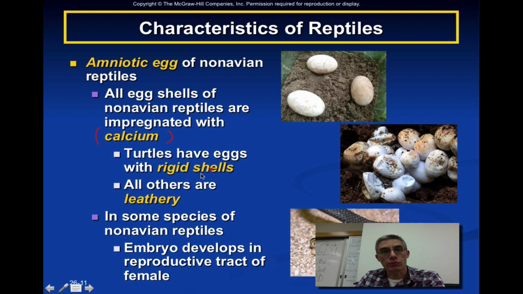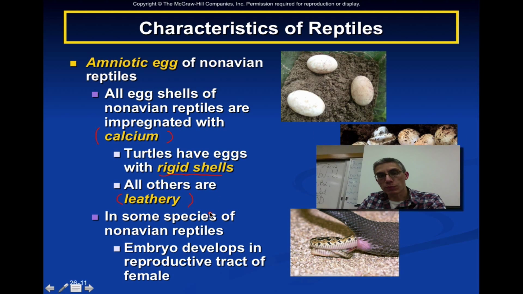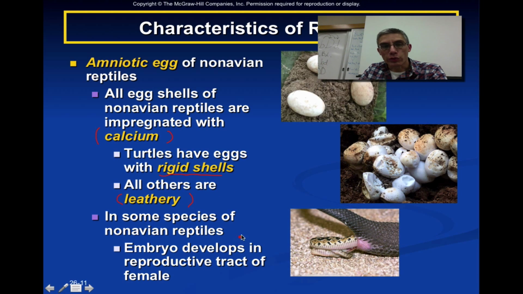Turtles are going to have eggs with very rigid shells in most cases, and most of the other eggs that you would find with other reptiles are going to be somewhat leathery, and so they're going to be kind of flexible. So in some species of reptiles, you will notice that the embryo will actually develop in the reproductive tract of the female. And so over here on the right hand side you can see a snake that's giving birth to live young.